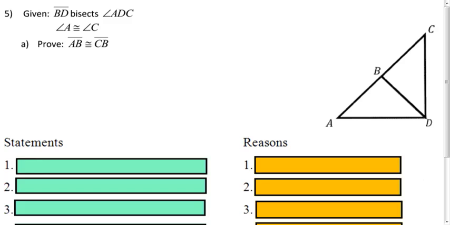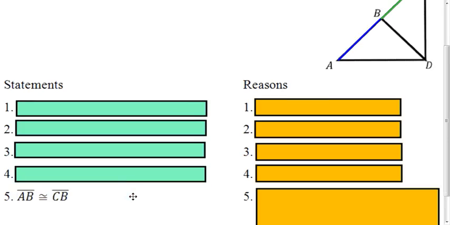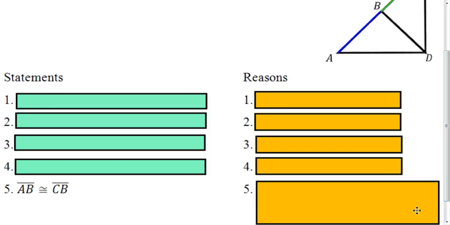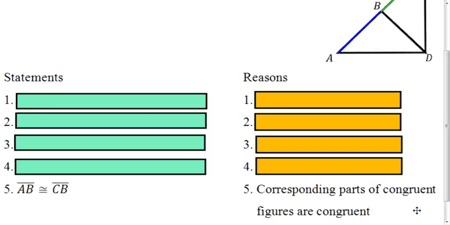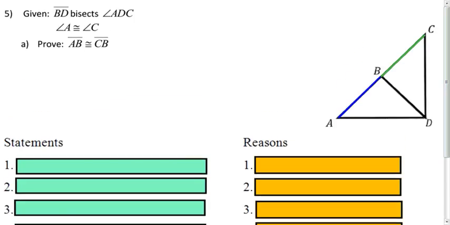In our last example, we want to show that these two segments are congruent. So we want to show that AB is congruent to CB. Let's do that one in green. So we want to show the blue segment and the green segment are congruent. So that should be our last step. And we're going to get that from corresponding parts of congruent figures are congruent, because those are sides. And let's see what they give us. Let's see how that helps us.